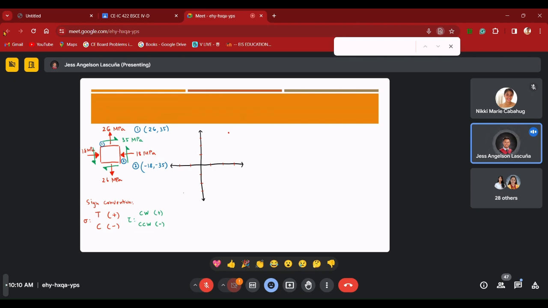Here, 35, maybe around here. The next step is to connect the two points. By connecting those two points, you have determined the diameter of your Mohr circle. Afterwards, we trace the circle. Since the drawing is rough, we just approximate.